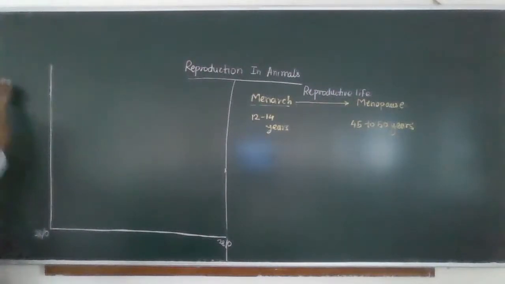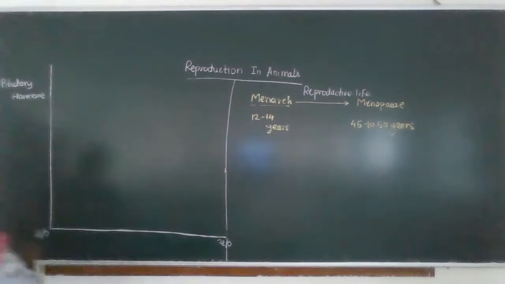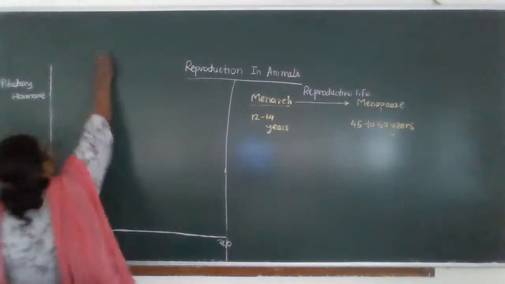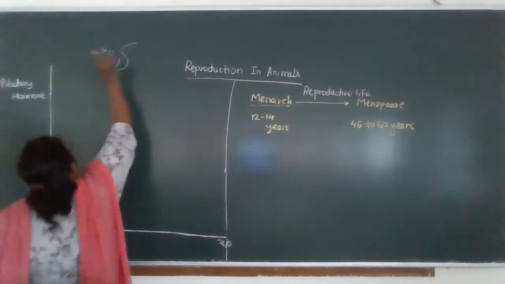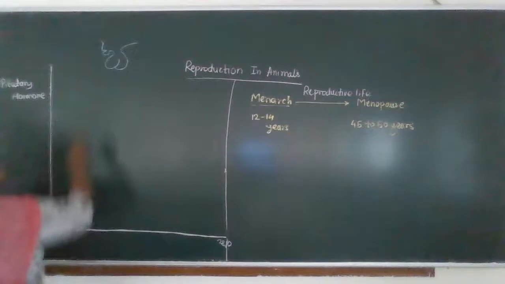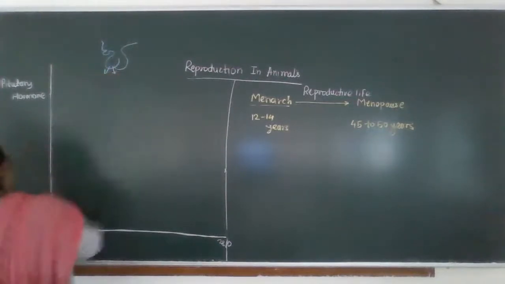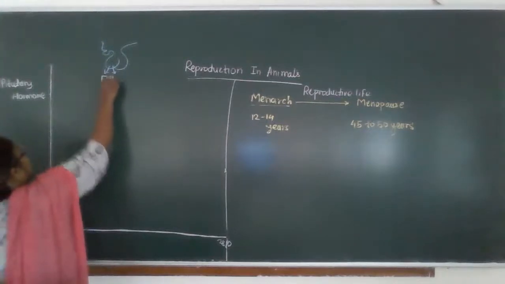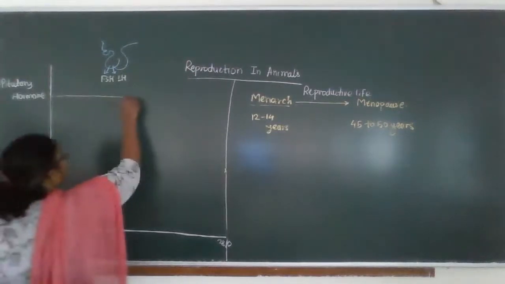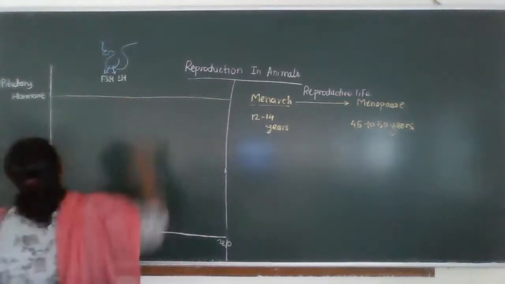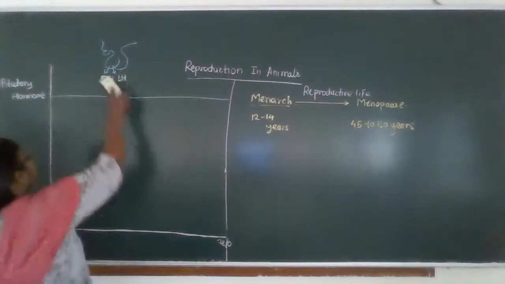Here I am mentioning the pituitary hormones. Everyone knows the pituitary hormones. They are also called gonadal hormones: FSH and LH. This is our pituitary. The anterior pituitary releases two different hormones, one is FSH and another one is LH. Clear? These two we are showing in a graphical form. These are the pituitary hormones, FSH and LH.